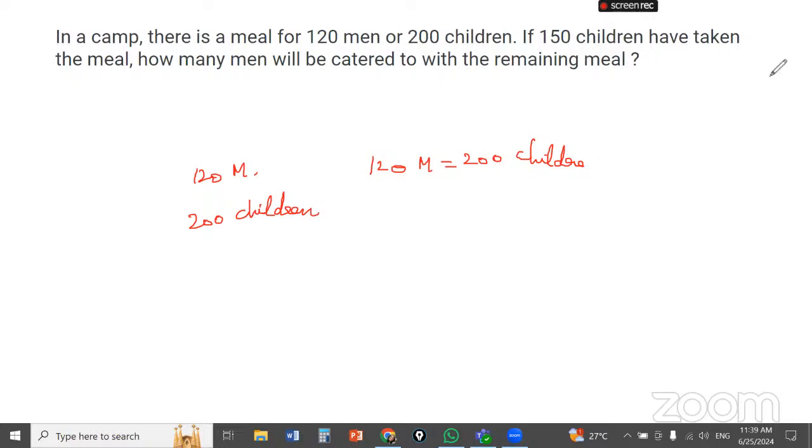So they have given that out of this 200, only 150 children are taking. So the remaining 50 children are not consuming the food here. So if they are not consuming the meal, the remaining food of 50 children will be consumed by how many men? That's all. So it's very simple. This 200, how can we get 50 from 200? When we divide it by 4, we get 50. So 50 children is equal to how many men? This has to be divided by 4. That is 30 men. So the answer is 30. This is directly we can get it. The answer is 30.